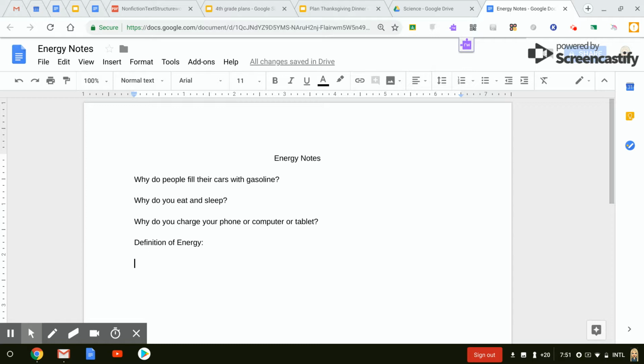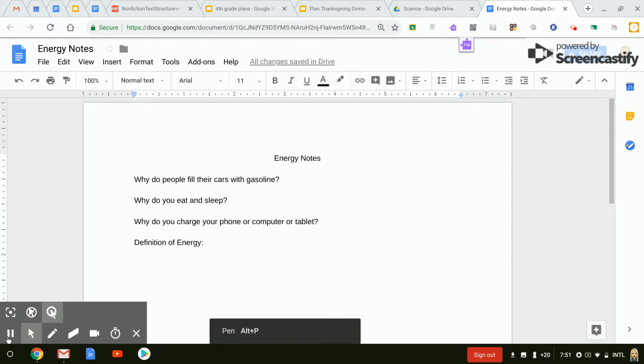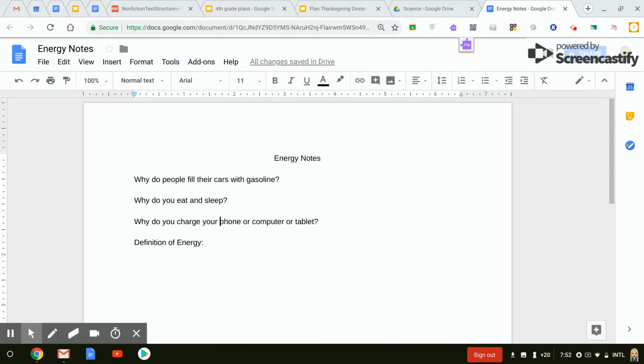So the first thing I need you to do in your notebook, after giving your notes the title Energy Notes, I want you to write down these 3 questions. Why do people fill their cars with gasoline? Why do you eat and sleep? And why do you charge your phone or computer or tablet? I want you to answer these questions in your notes. And when you're ready, press play and we will continue on with the video.